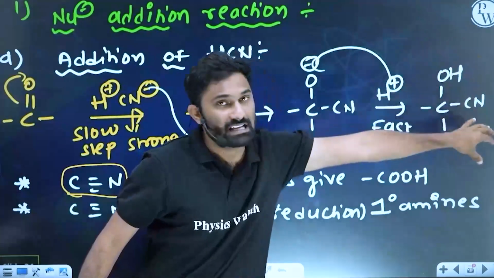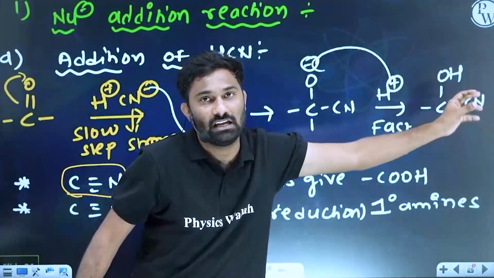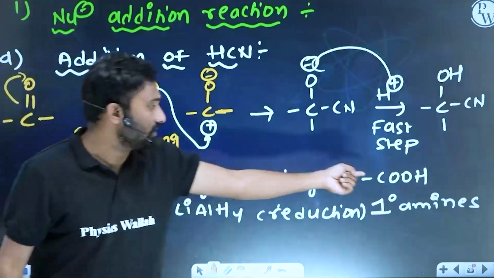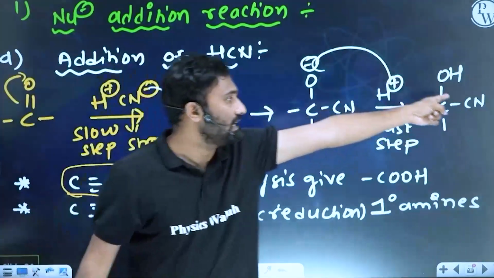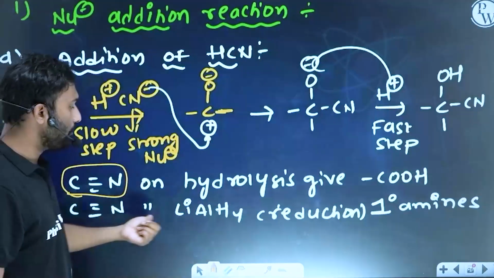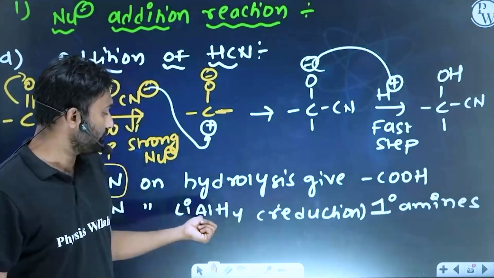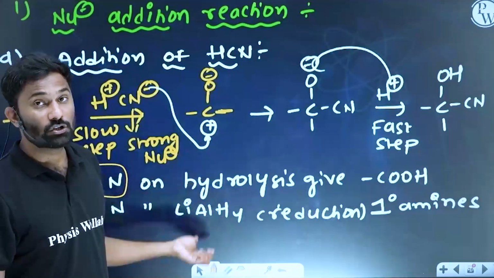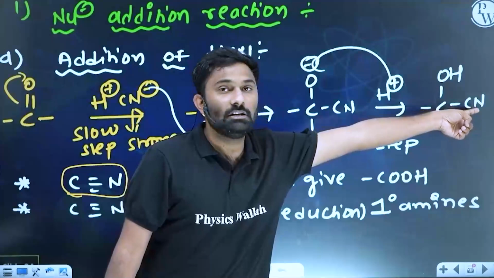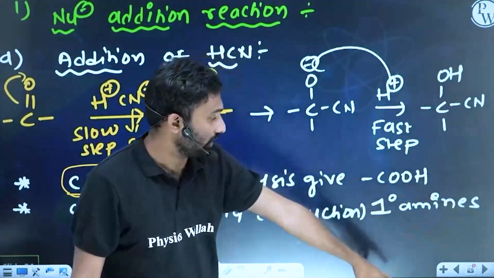Now further reaction, if they ask about further reaction: cyanide upon hydrolysis will give the carboxylic acid. Now cyanide upon lithium aluminum hydride, this is a strong reducing agent. Upon the strong reducing agent, what does it give? Cyanide will give the primary amine. Now look here.